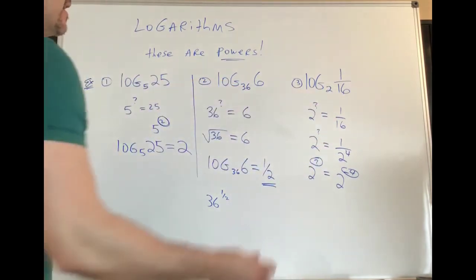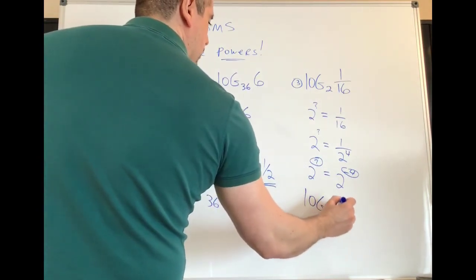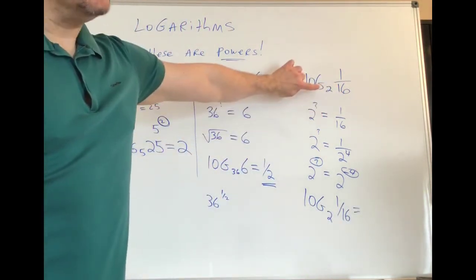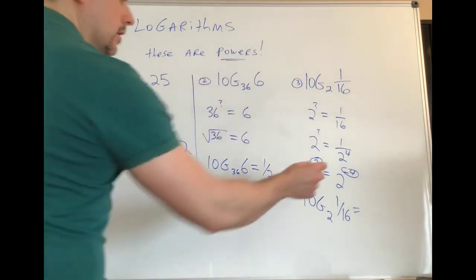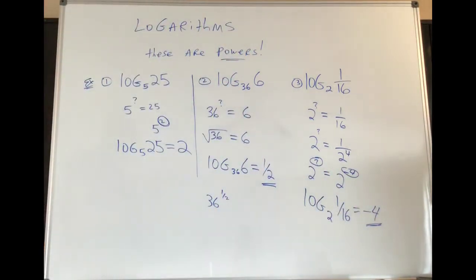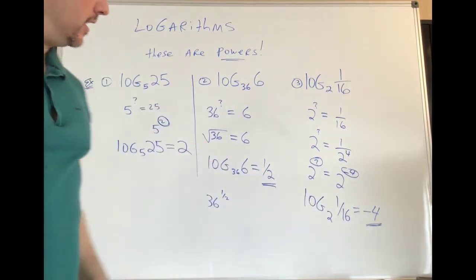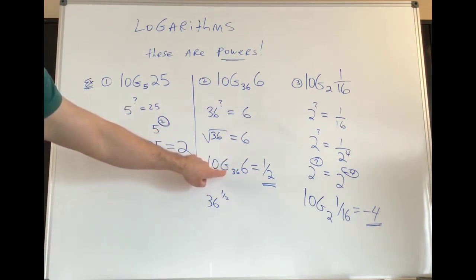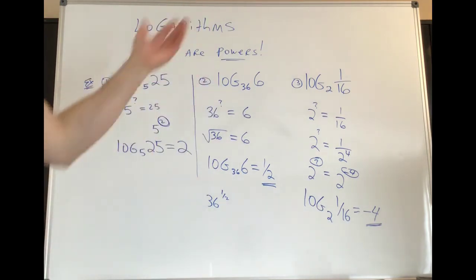If you're not able to spot the power of 2 that makes 1/16, but if you ever see that you got a fraction, the only way you're going to take a power of 2 and make a fraction is if you had a negative power. So this power had to be negative 4. Remember, you are only looking for the power of that number. I'm looking for the power of 2 that gives me 1/16. It's a fraction, so it's negative. I'm looking for the power of 36 that gave me 6. It's a half because I had to make this smaller. I had to take the square root of it. All right? You might get 1/3, which is cube root. You might get negative 2.